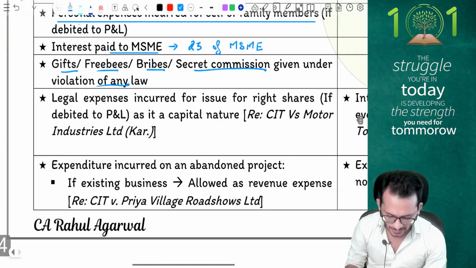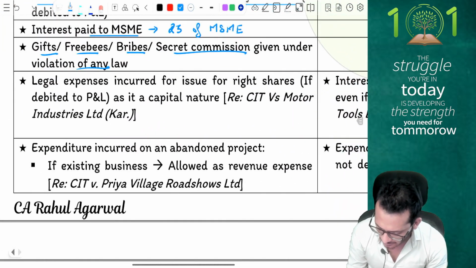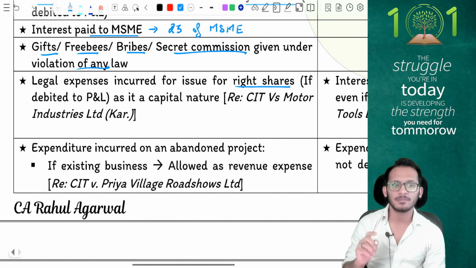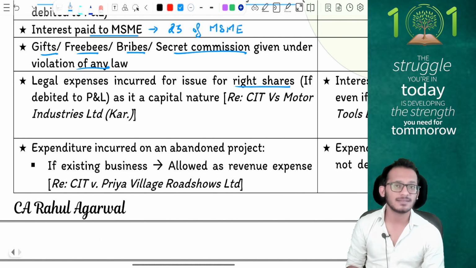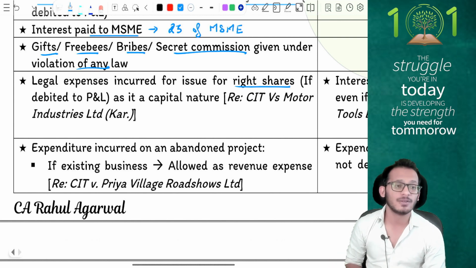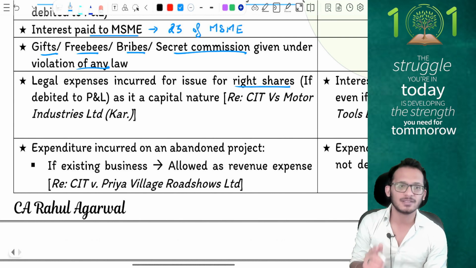You have items like legal expenses which are incurred for the issue of rights shares. Now, this is something I wanted you to pay attention to, people. There are some case laws coming up. The first case law says that whatever expenses you incur for any rights shares will all be disallowed because it is capital expenditure in nature.